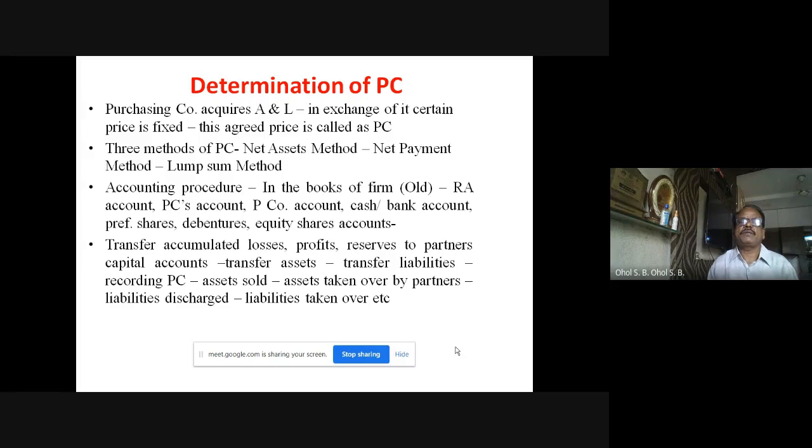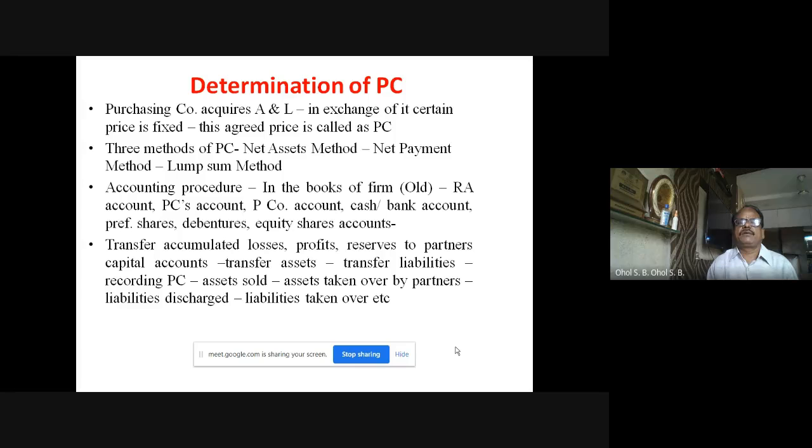Then the amount of purchase consideration (PC) is transferred. The third step in the amalgamation of partnership firm, we have seen that PC is to be recorded on the credit side of the realization account. On the credit side, we mention by new firm or the new company account, in brackets the amount of PC, whatever it may be.